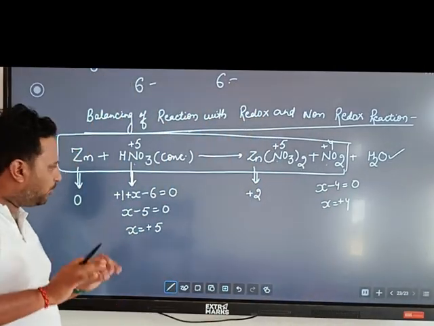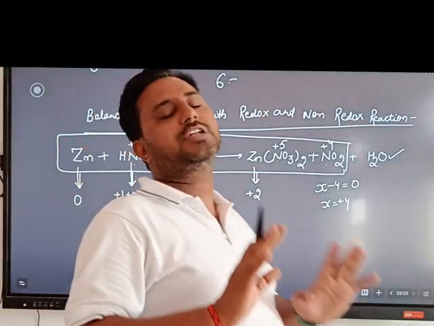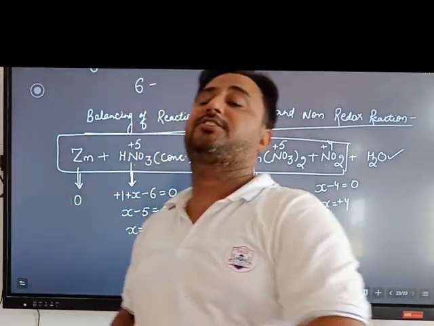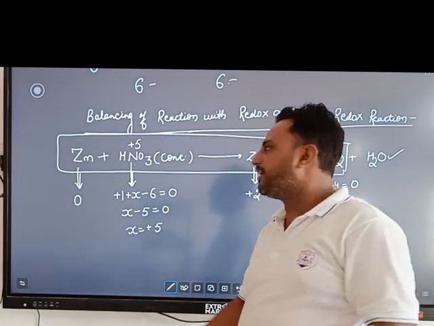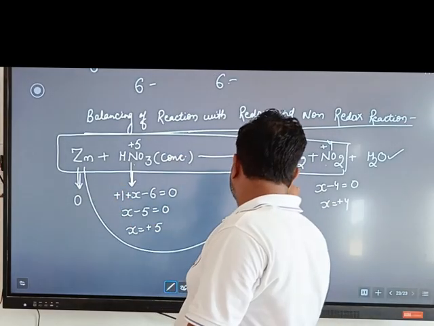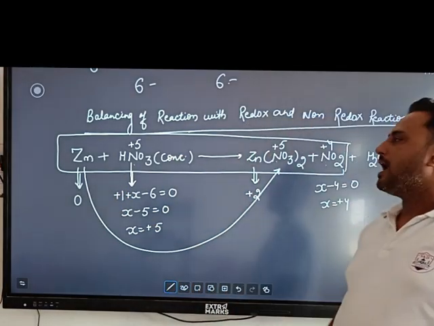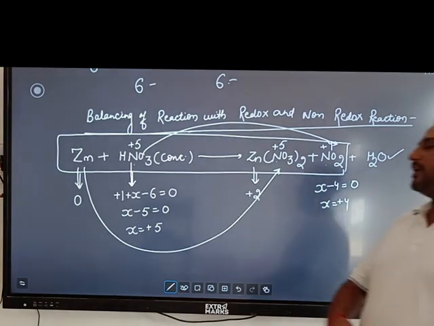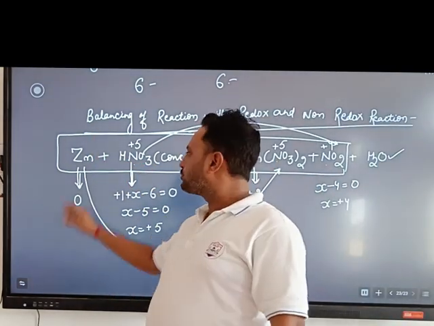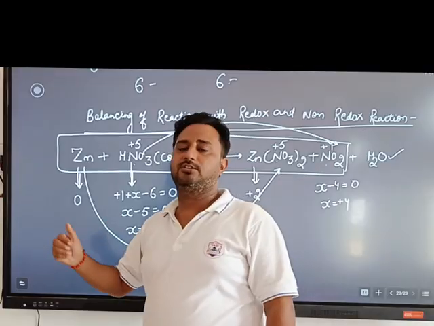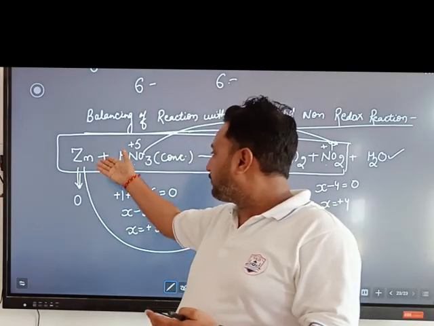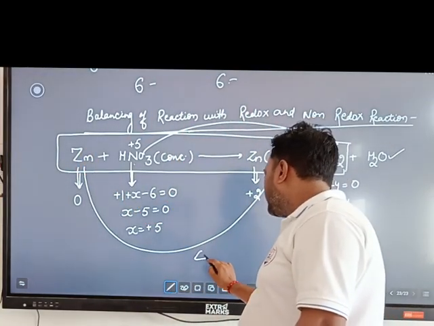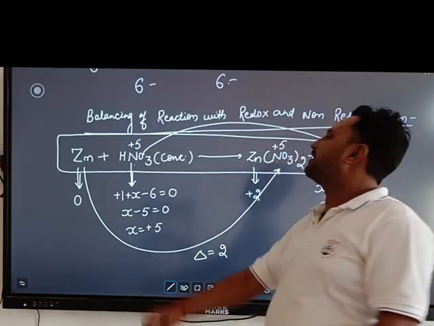So student, don't panic. You have to start this reaction like you have solved normal redox reaction. First of all, you have to categorize two reactions. So one reaction is zinc to zinc nitrate and other reaction is nitric acid to nitrogen dioxide. So one reaction is categorized on the basis of zinc, so the change in oxidation number is calculated from zinc. So oxidation number of zinc changes from 0 to 2. It means in this reaction change in oxidation number is 2.